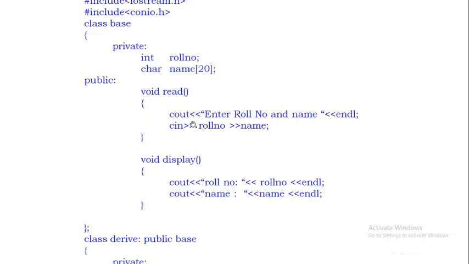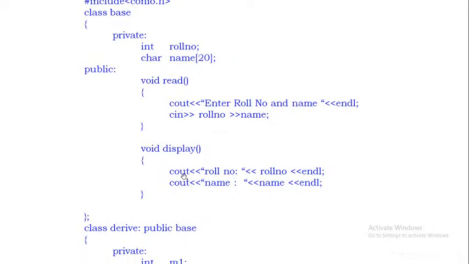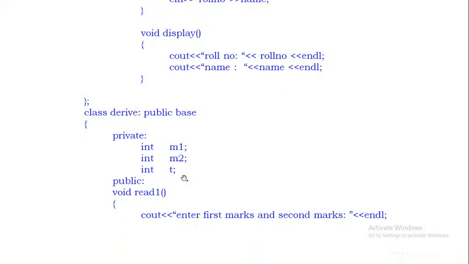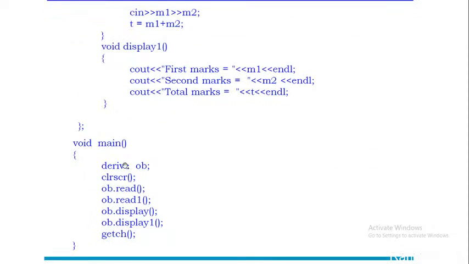So where are we calling these member functions? These are member functions, and we compulsorily should call them. Without calling, it won't execute. Now, where am I going to call this? See, I am going to call this in the main function, this ob.read. What does ob.read mean? Ob is an object. So this ob is of which class? Derived class I am taking.